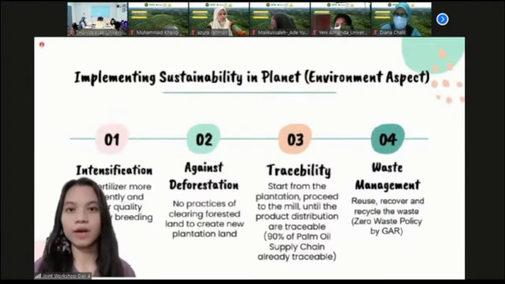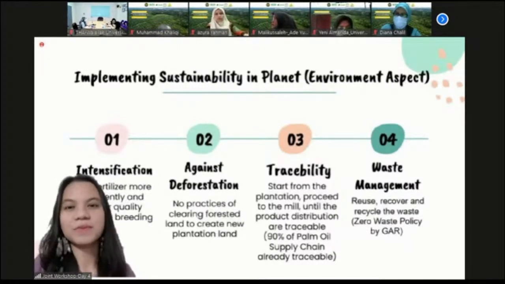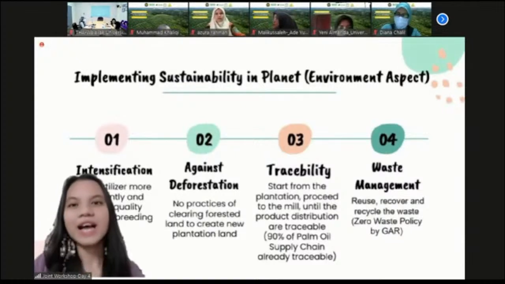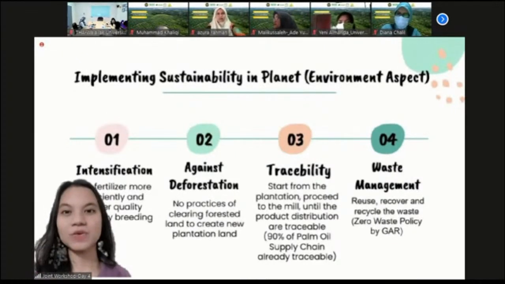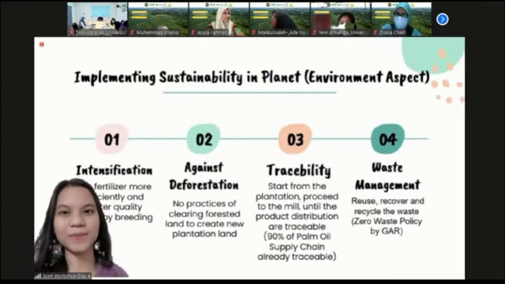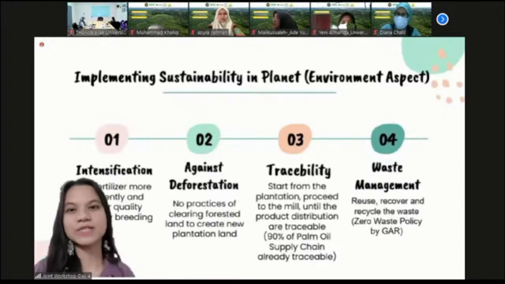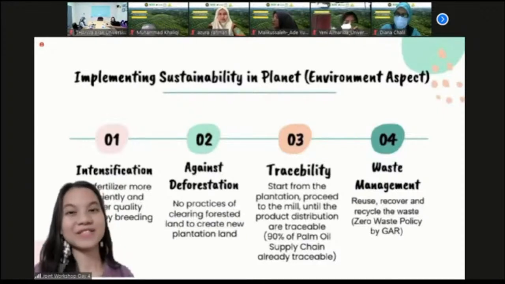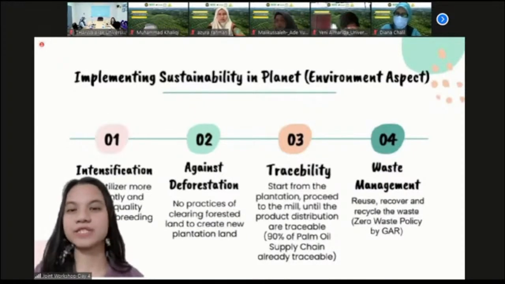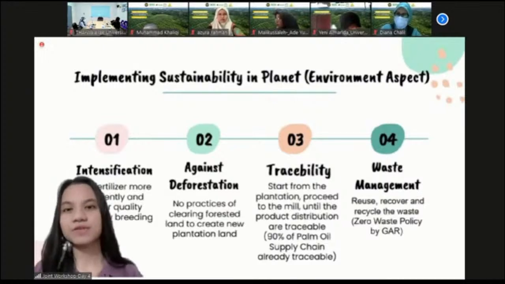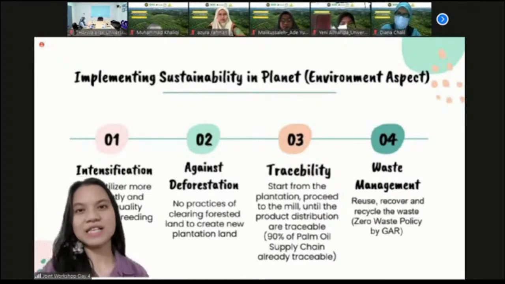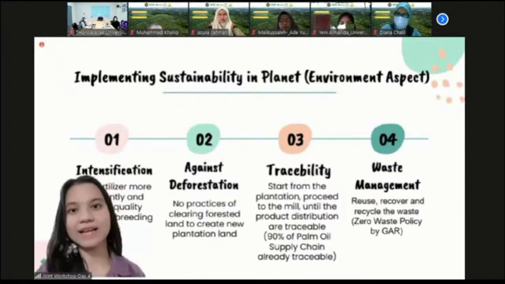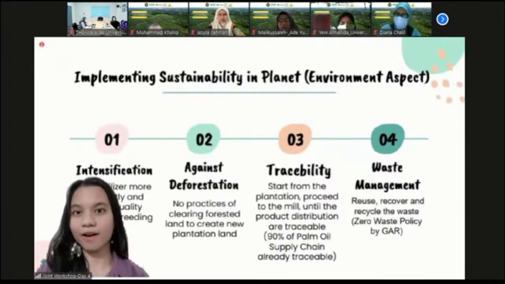Now we move to traceability. In order to make the palm oil industry sustainable, everything from the plantation, to the mill, until the distribution of the products should be traceable. And now 90% of the palm oil supply chain is already traceable. And last but not least is waste management. Again, to make the palm oil industry sustainable, we should reuse, recover, and recycle the waste. One of the realizations is the zero waste policy that was initiated by GAR.